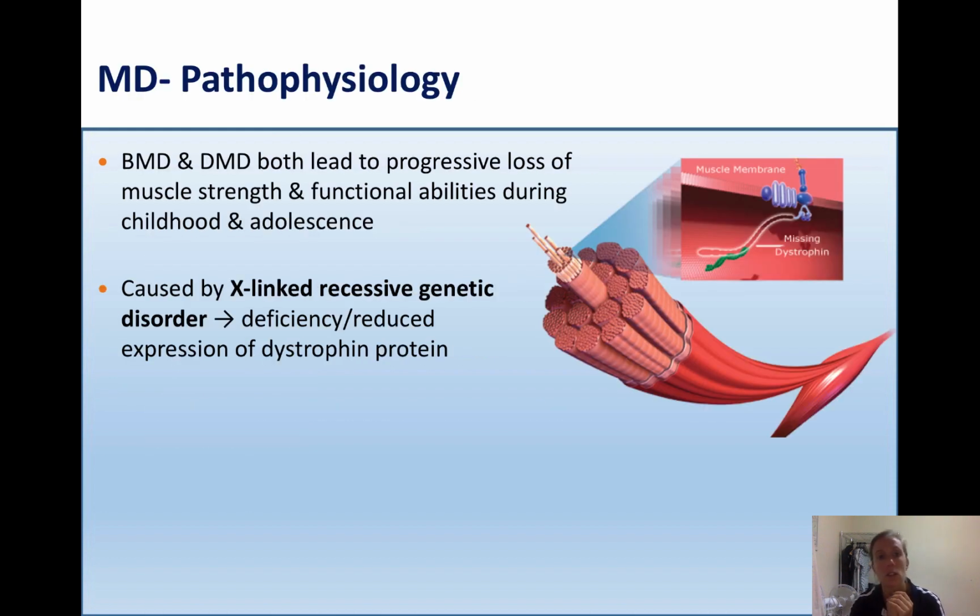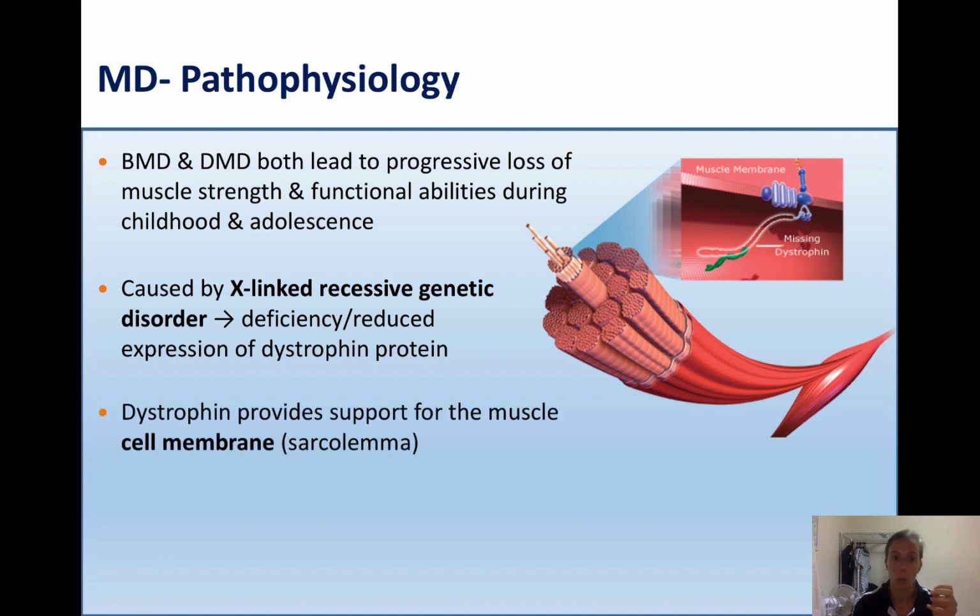So in terms of pathophysiology, both your Becker and Duchenne MD, what's happening is they both lead into this progressive loss of muscle strength and functional ability during childhood and adolescence. Now the conditions are caused by an X-linked recessive genetic disorder, and what this leads to is a complete deficiency or reduced expression of dystrophin protein. Now, what dystrophin does is it provides a vital support for the muscle cell membrane, which we refer to as sarcolemma.